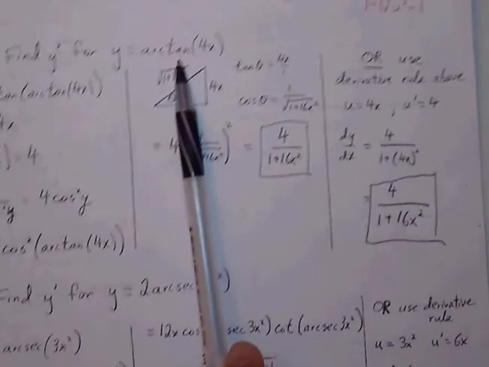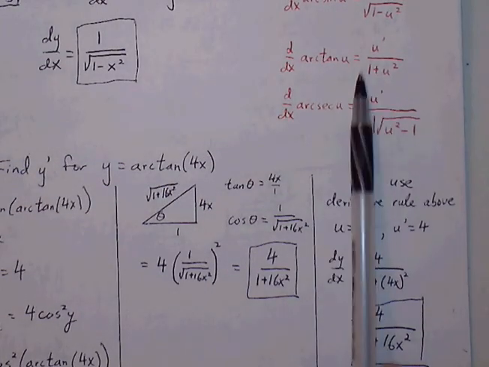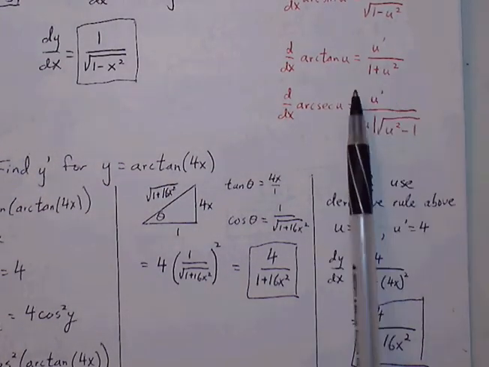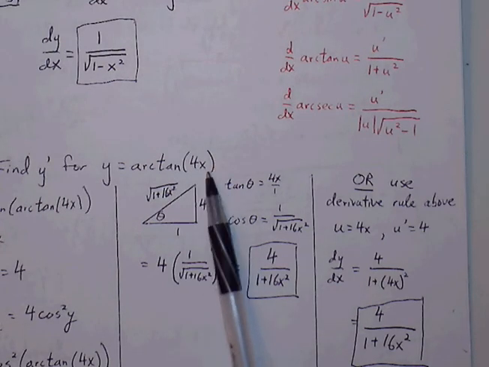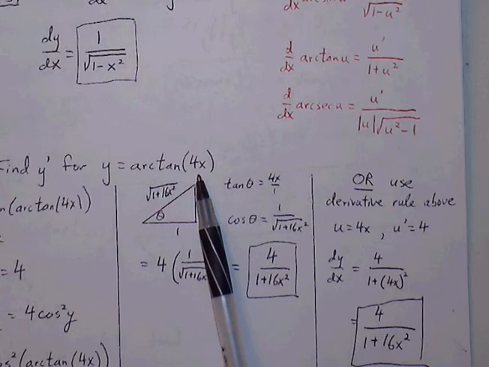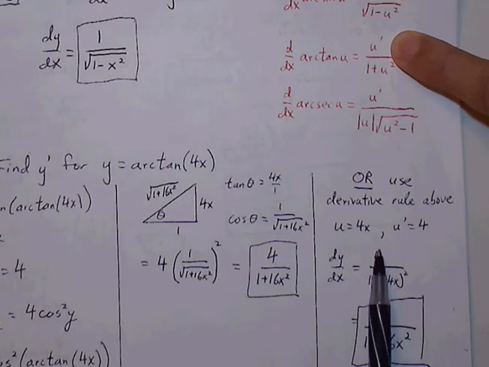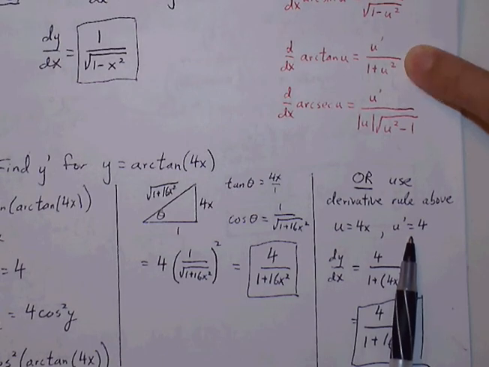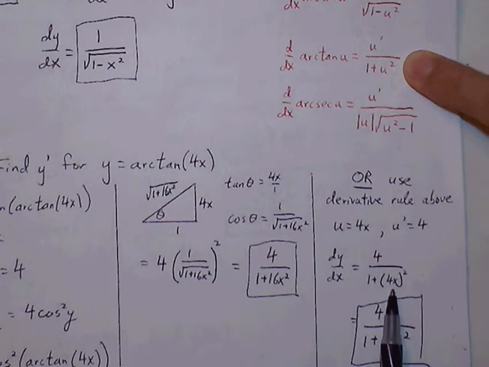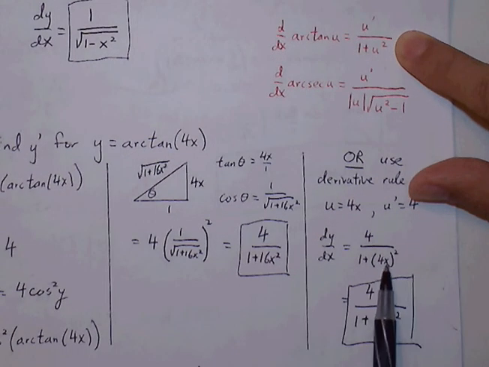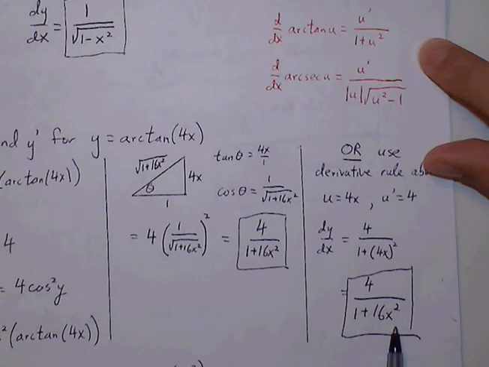So the rule for arc tangent of u, the derivative is simply going to be u prime over 1 plus u squared. So if we identify the u value as what's inside the arc tangent, which is 4x, then u prime will simply be the derivative of 4x, which is 4. Okay. All over 1 plus u squared. So 1 plus our u value is 4x, so 4x squared will turn into 16x squared. So 4 over 1 plus 16x squared.